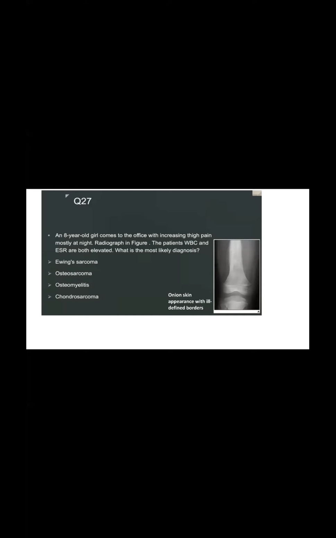Dr. Reza, see, there's the X-ray and they said onion skin appearance. Okay, so this onion skin, yes, Ewing sarcoma has this. Yes, its answer is Ewing. So yes, thank you, Dr. Reza, very much.